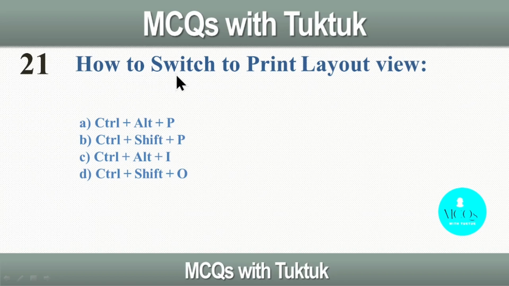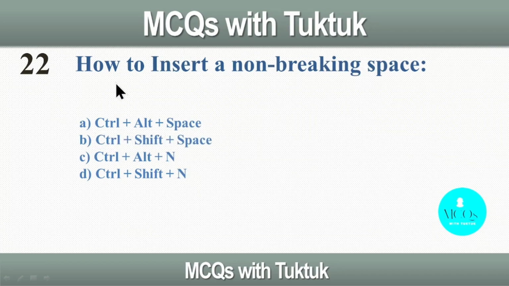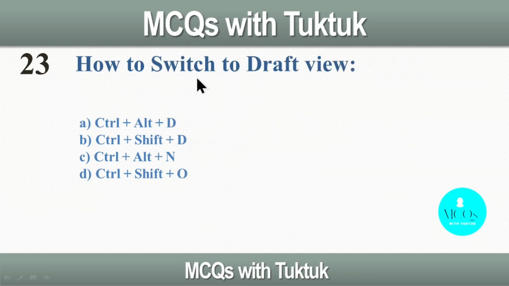Next question, how to switch to print layout view? That is Ctrl plus Alt plus P. Our next question, how to insert a non-breaking space? That is Ctrl plus Shift plus space. Our next question, how to switch to draft mode? To switch to draft mode, that is Ctrl plus Alt plus N.